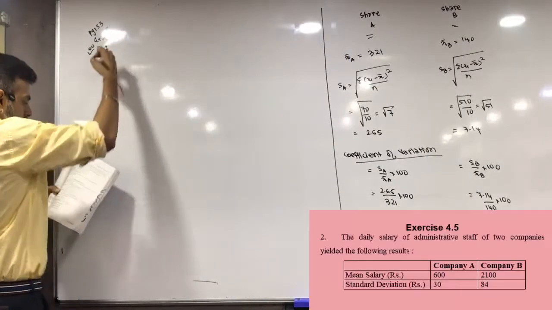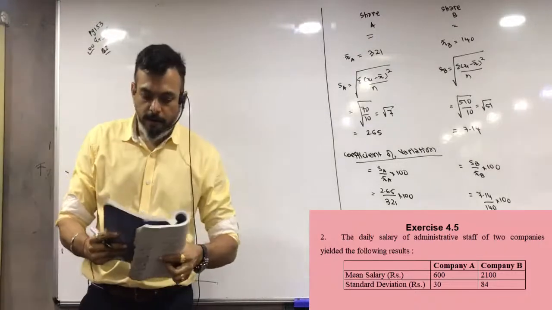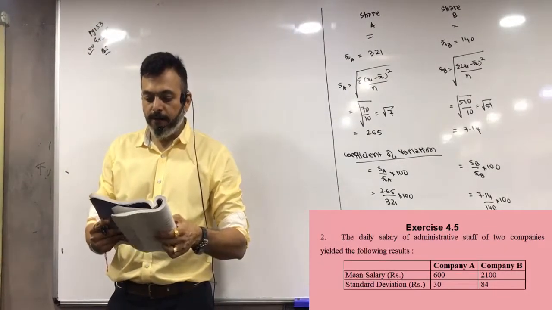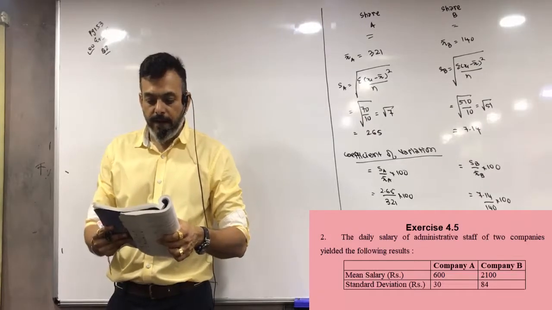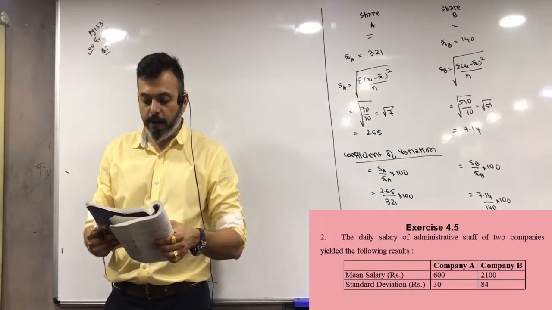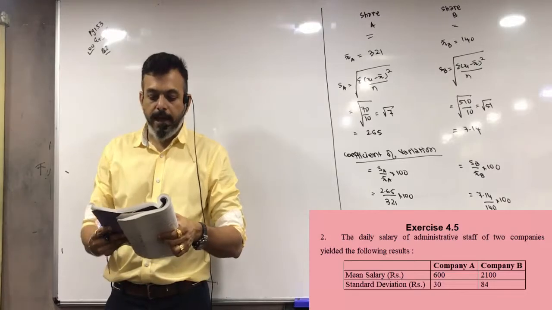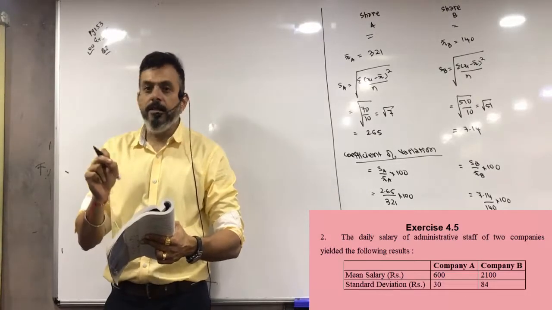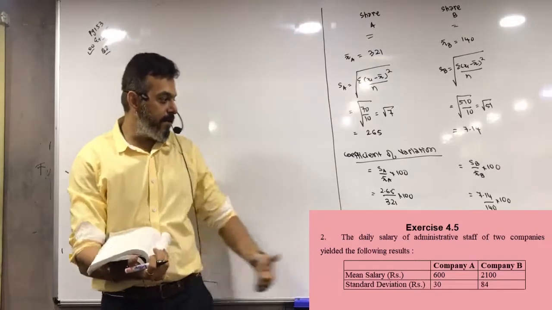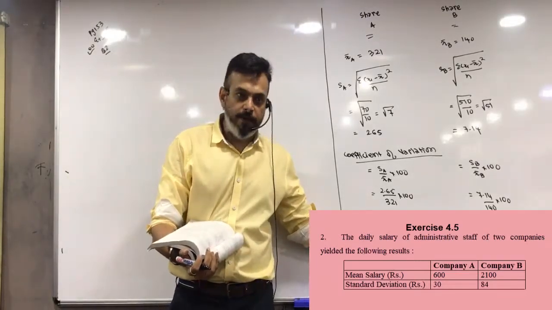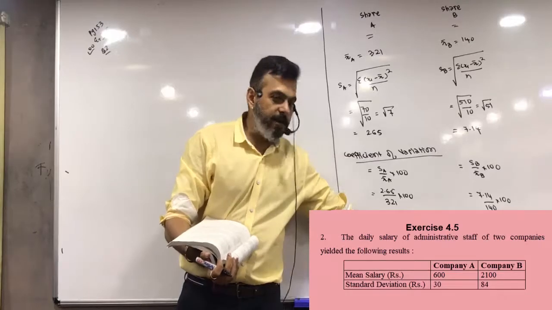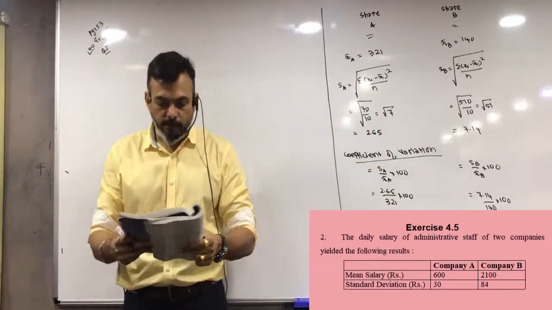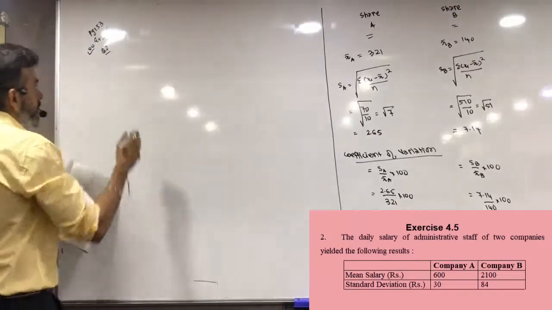Question number 2. The daily salary of administrative staff of two companies yielded the following result. Mean salary and standard deviation is given for A and B. Which company has more stable salary? यानी जिसका वेरिएशन कम है वो ज्यादा स्टेबल है, जिसका वेरिएशन ज्यादा है वो कम स्टेबल है. Understood this? So let's write the information.